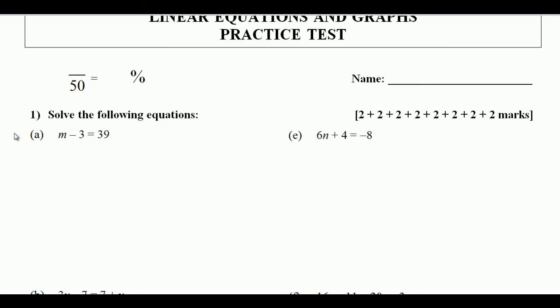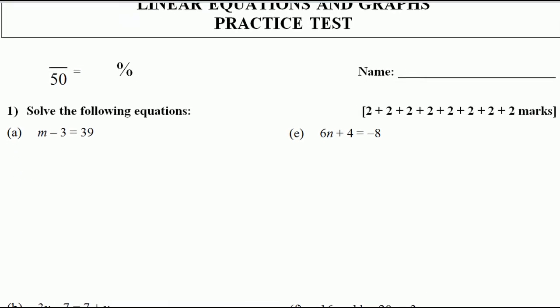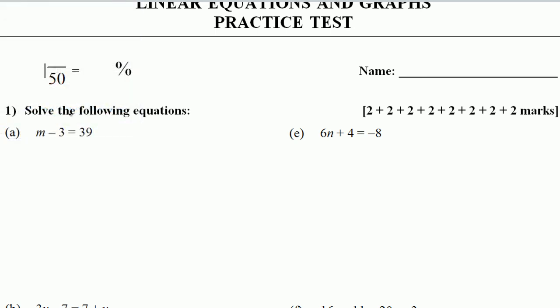Okay, so we're looking at the solutions to the practice test, and we'll start with 1a. So here we have m minus 3 equals 39. What's happening to m? Well, 3 is being taken away, 3 is being subtracted. So what's the opposite of that? The opposite is plus 3, so we do that on both sides. So that gets cancelled, and we have m equals 39 plus 3 is 42, and that's the solution.